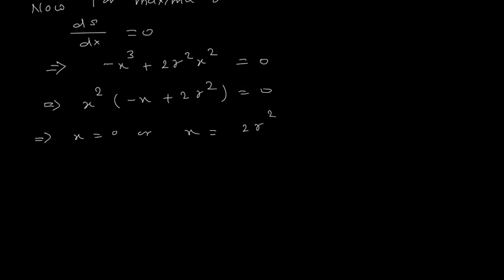Now the value of x cannot be 0. Okay. So the value of x will be root 2 r, that is x square is 2r square.